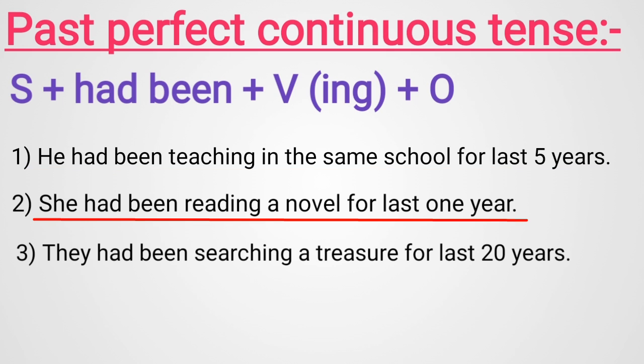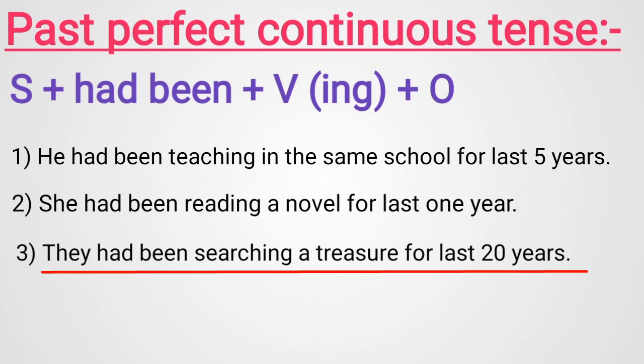In the second example, again I'm talking about the past action. The action of reading a novel which started 1 year ago and it was going on in the past only, not finished, not over. Same with the third example, the action of searching a treasure which started in the past long ago, about 20 years ago, and the search was going on in the past only, not over. Okay, so I hope you understood very well how to use past perfect continuous tense in English language for making statements. So friends, what are you waiting for? Make more examples of this tense form so that you will get the proper command over this tense.